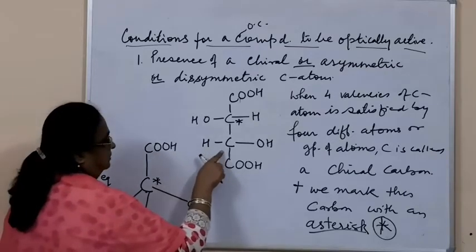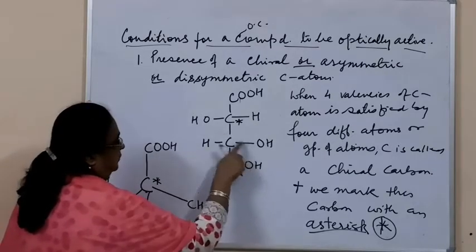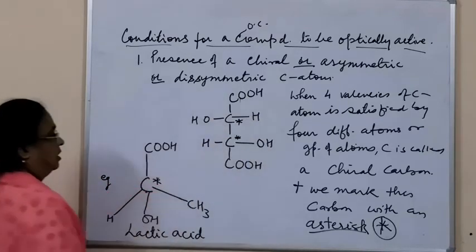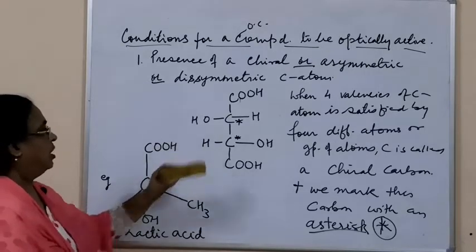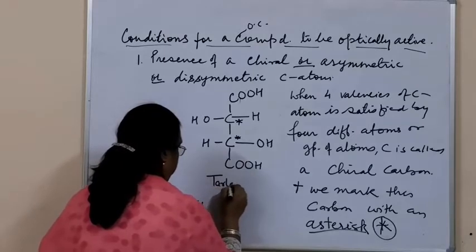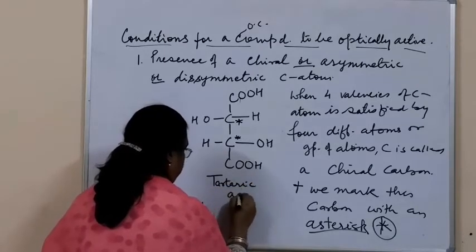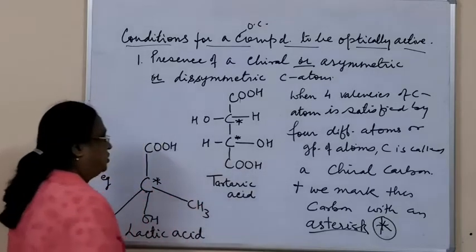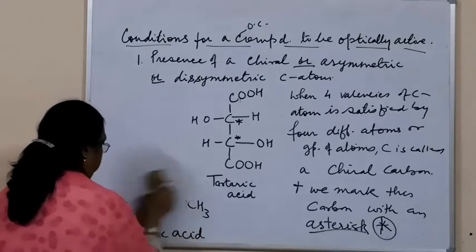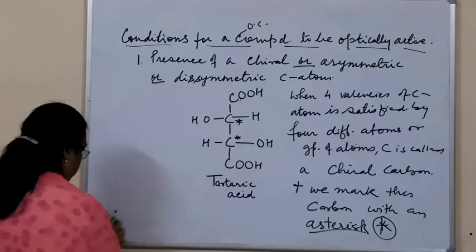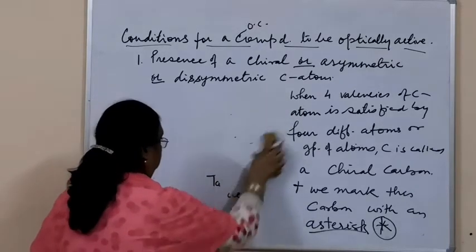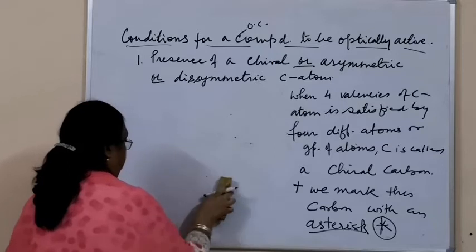Similarly, for this carbon, this is different, this is different, this is different, and for this whole group, this is different. So this carbon is also chiral. So this compound has got two chiral carbons. This is the example of tartaric acid. These both examples are especially mentioned in your syllabus. So this is the first point that you have to do for the condition. So the first condition is you have to look for the chiral carbon atom.